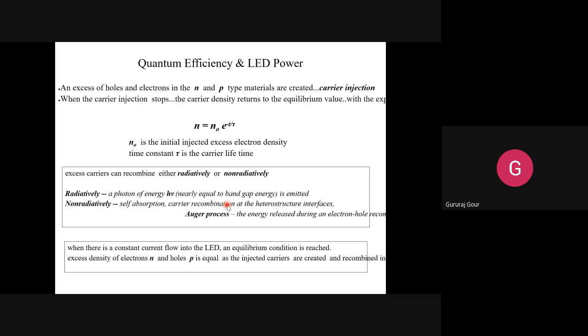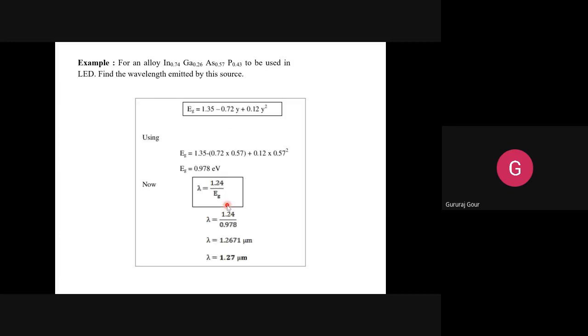So in the next session, we will look into the further things, the quantum efficiency and the LED power. We'll stop now.